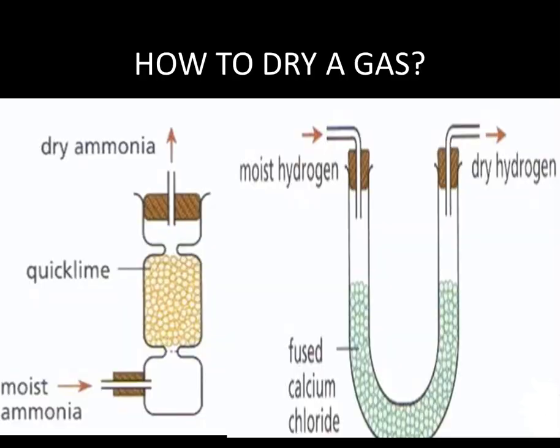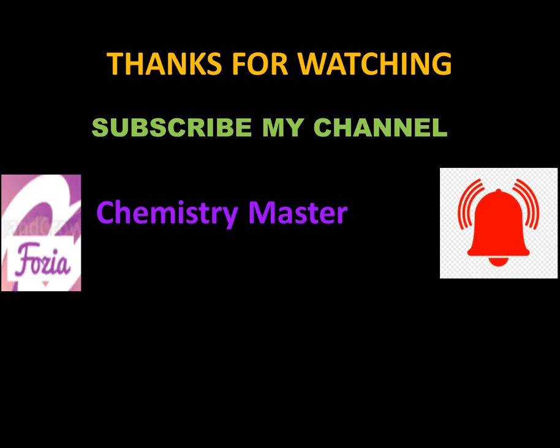Next, we can also use quicklime as a drying agent. The gas is passed through calcium oxide to remove water, and ammonia is collected by upward delivery. And again, moist hydrogen can be dried through calcium chloride. So this is fused, the gas passes and the moisture is absorbed by the drying agent. So this is what I explained to you.